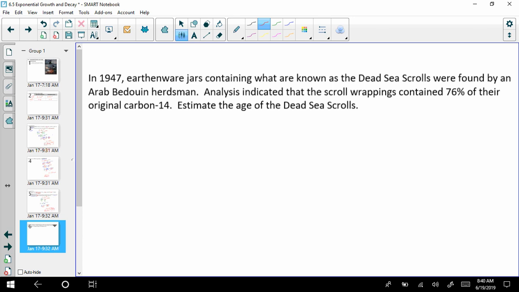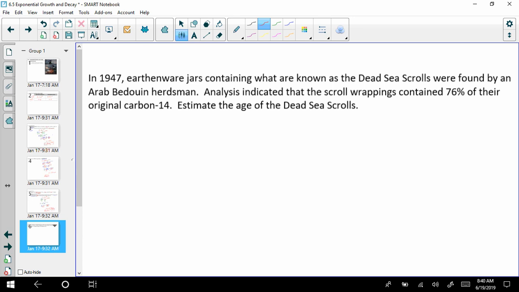Okay, and the last example here. In 1947, earthenware jars containing what are known as the Dead Sea Scrolls were found by a herdsman. Analysis indicated that the scroll wrappings contained 76% of their original carbon-14. Estimate the age of the Dead Sea Scrolls. This is another huge application of exponential decay. Being able to get a rough estimation of the age of something. This is a big deal, because if we know how old something is, we know the time frame that it existed in, which oftentimes tells us more about a certain population.